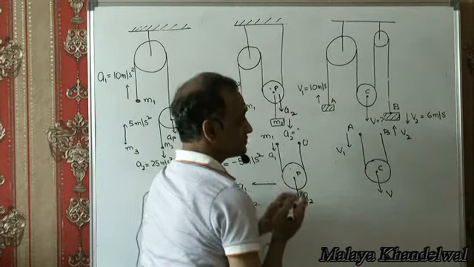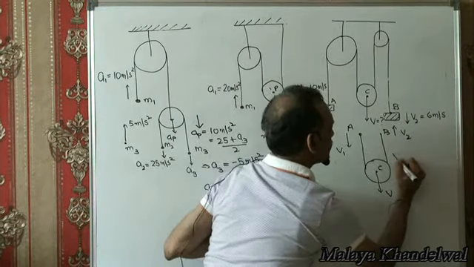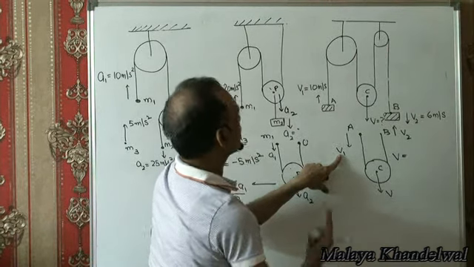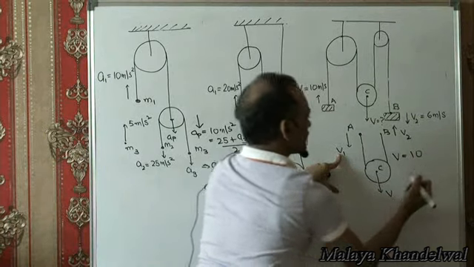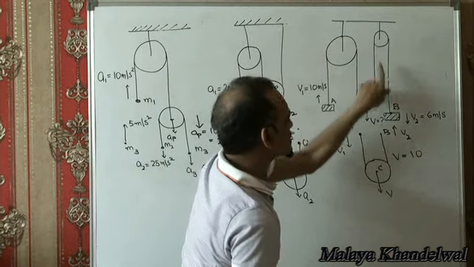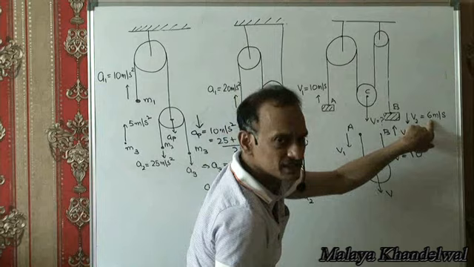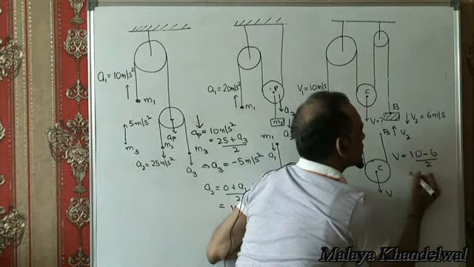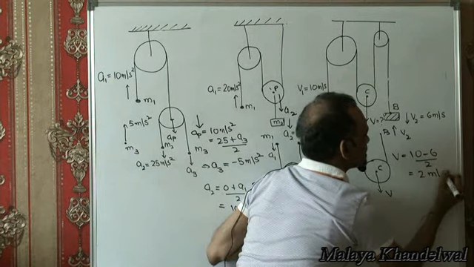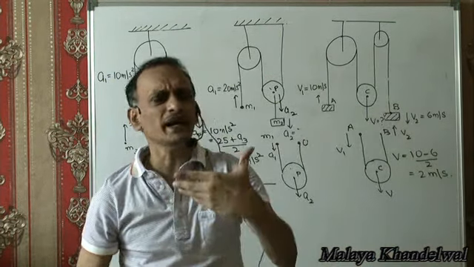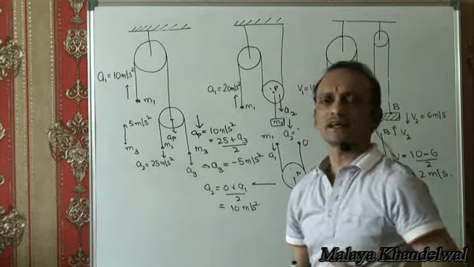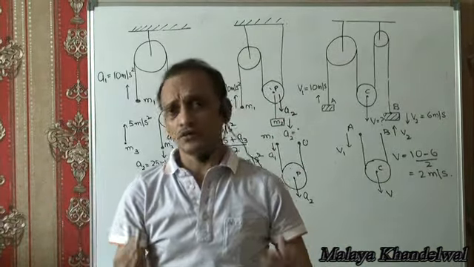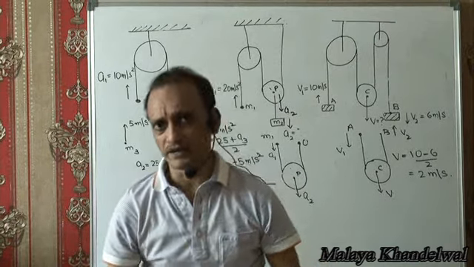And then I'll take everything in this direction positive. So V1, which is given to be 10. And since this is upwards, I'll take minus 6 for this. So 10 minus 6 divided by 2 makes it 2 meters per second as the velocity of this. Yes or no? I hope you're getting comfortable. In a little while, I'll give you a few more illustrations. I hope you're setting your feet rock solid on the pulley premise.